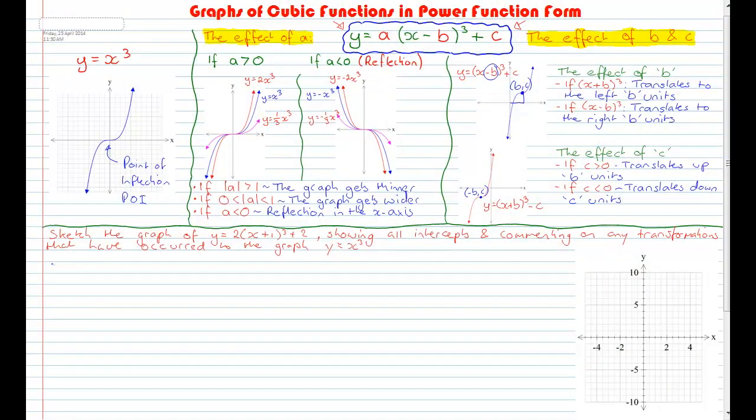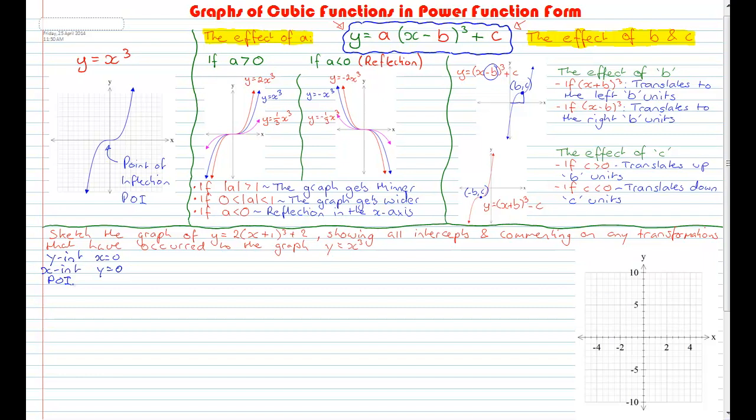Alright, so as you can see, this question says sketch the graph of y equals 2(x + 1)^3 + 2, showing all intercepts and commenting on any transformations that have occurred to the graph y equals x cubed. Now there's a few things that we need to find in order to be able to do this. The first one is the y-intercept by making x equal to 0. The next thing is we find our x-intercept by making y equal to 0. And then we also need to find our point of inflection, which is our b and c values.